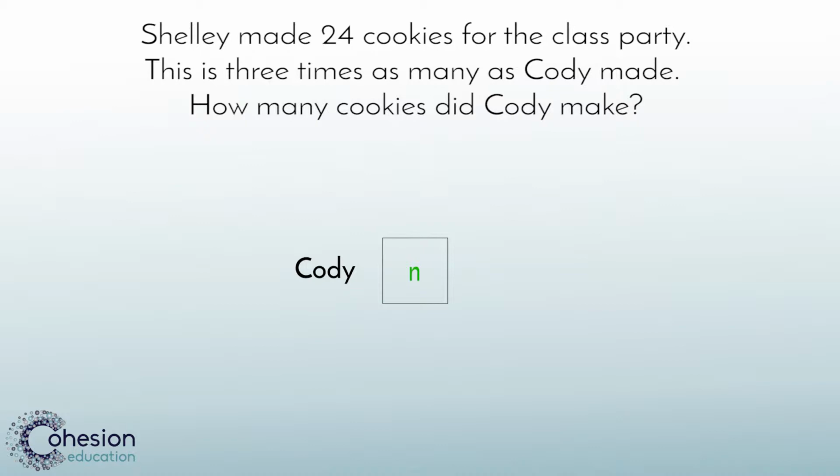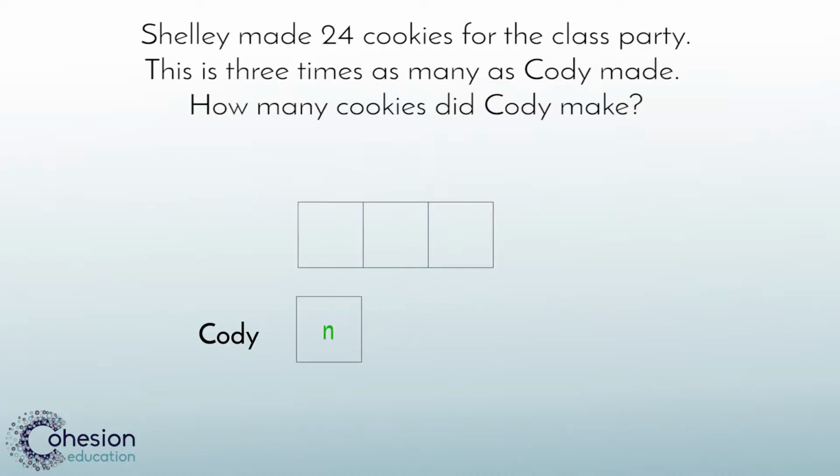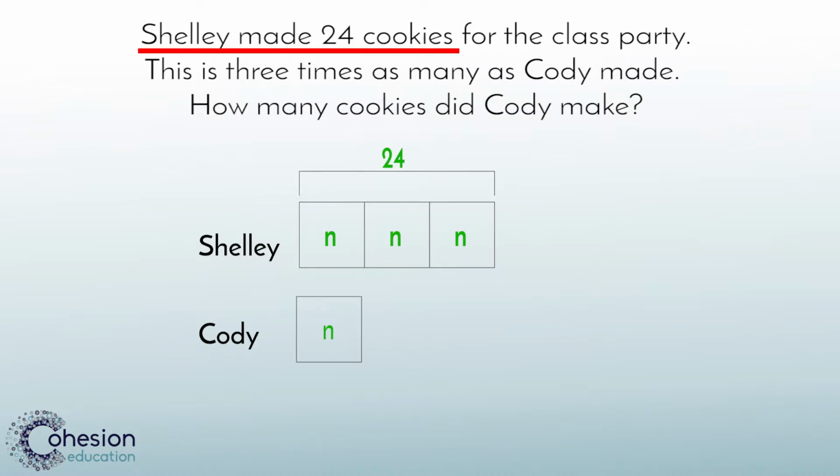to represent that these are Cody's cookies. The problem tells me that Shelley made 3 times as many as Cody, so I'm going to make 3 boxes. Each box the same size as Cody's one, since they represent the same amount, and put them right above Cody's. Just as with his, I will write Shelley off to the left to remind myself that these represent her cookies. I'm going to put an N in each box to again signify the amount of cookies is unknown. With Shelley's group of cookies, I need to put a bracket above the 3 boxes and label it 24, because this is the total number of cookies Shelley made for the party.